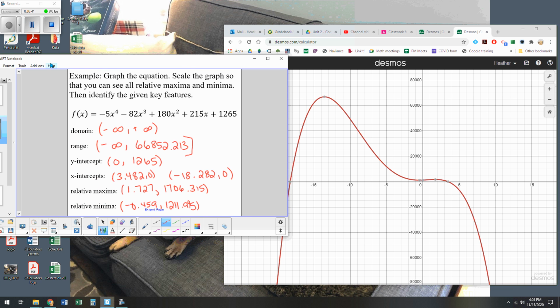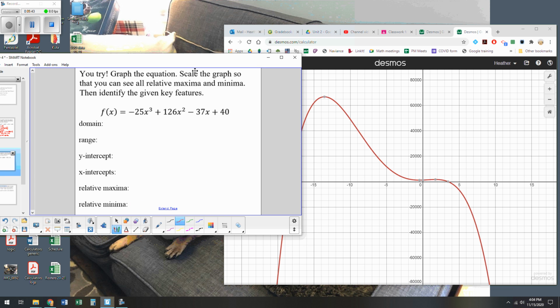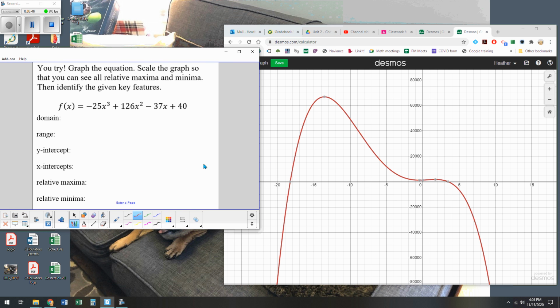All right, so you're going to go ahead and try the next one. Graph this equation, and scale it so that you can see everything that's important happening. This one's going to be a little trickier because it's an odd function, so the arrows will be going in both directions, so it's going to be a little harder to see how high you should really be going, but you're really looking for where it changes. So as long as we can see the places it changes, we're okay. All right, so pause, give that a try, and I'll show the answer.